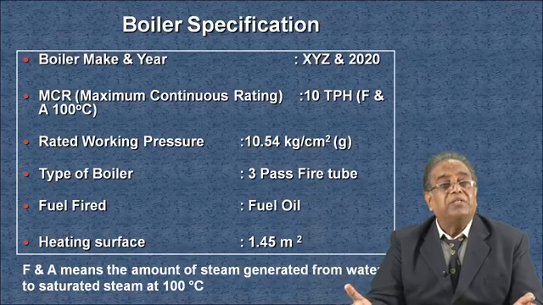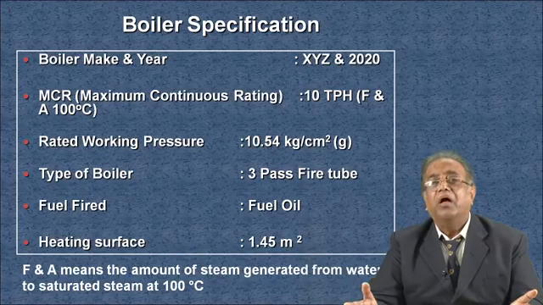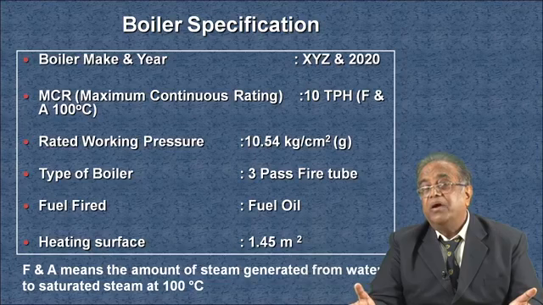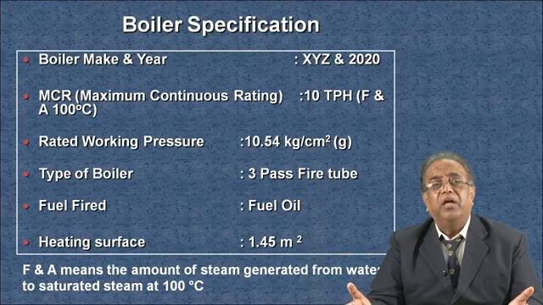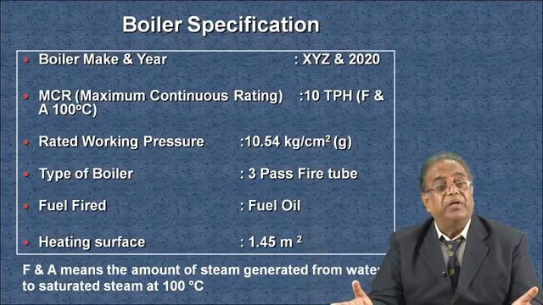MCR, we call it maximum continuous rating, that is defined, for a particular case, as 10 ton per hour, the rate at which steam is continuously obtained from the boiler. F and A, that is 100 degrees centigrade. F and A means the amount of steam generated from water at 100 degrees centigrade to saturated steam at 100 degrees centigrade. Type of boiler: 3-pass fire tube.